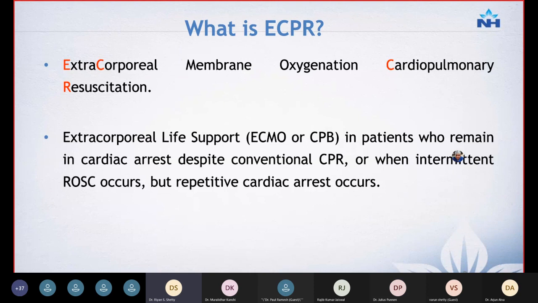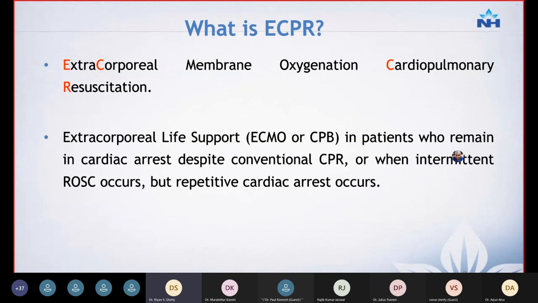So ECPR is mainly extracorporeal membrane oxygenation cardiopulmonary resuscitation. 99% of the time it is veno-arterial ECMO. The choice is very much how fast you can open the skin. That's called a slash. So how fast can you open a chest or a groin and put two big cannulas in so that you get a venous access and an arterial access. So it becomes a veno-arterial ECMO.